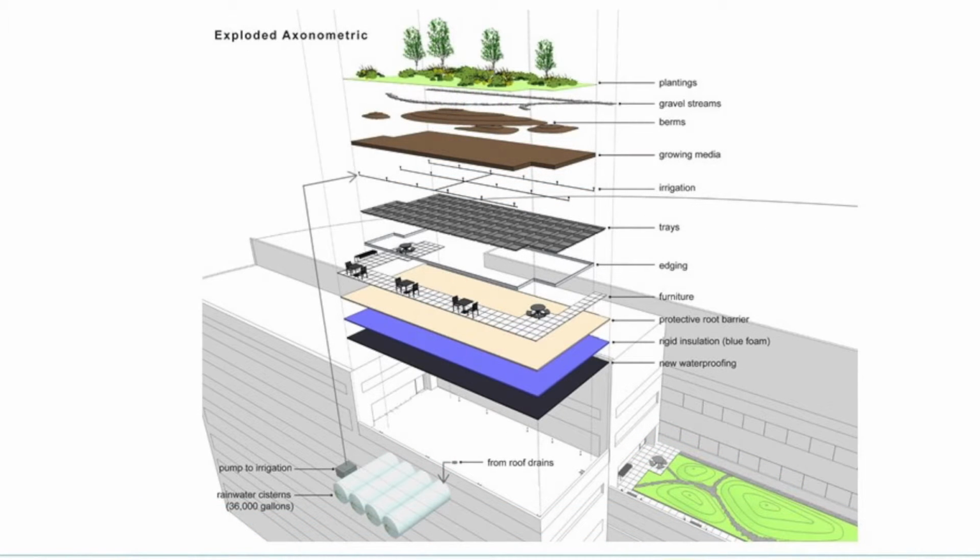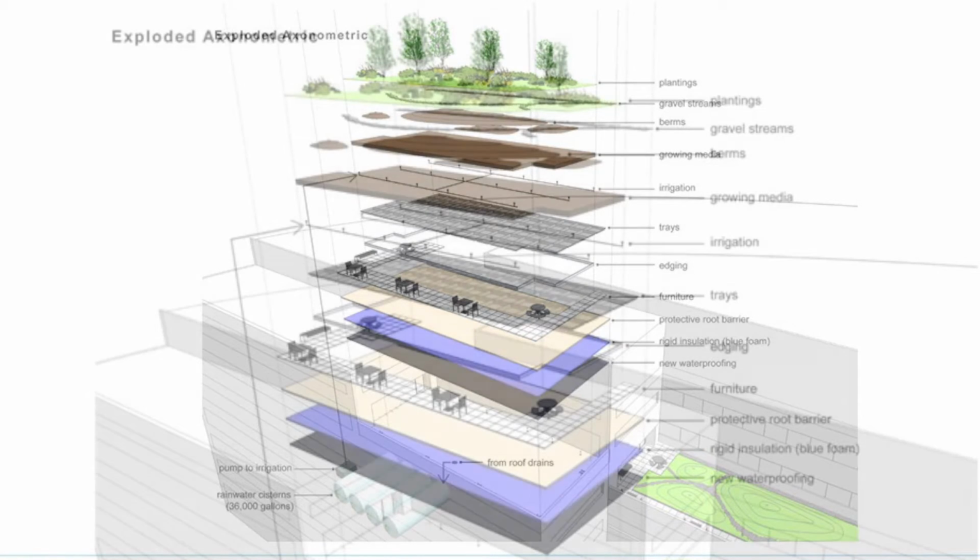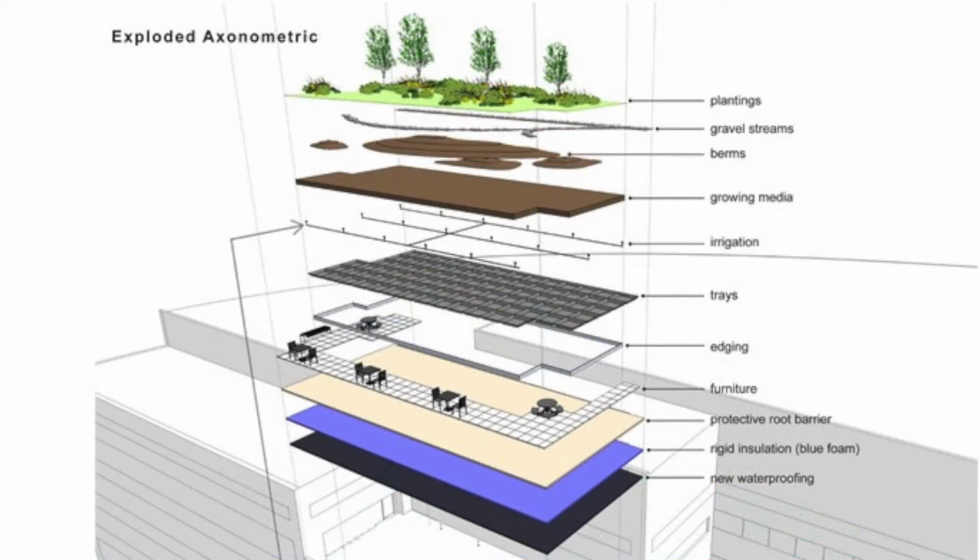In certain cases, it may be something that you could incorporate into a design, but you'll see the layering of all these systems here with the waterproofing, edging, irrigation, soil, in this case topography, and then the plantings. And that's going to be a very similar configuration.